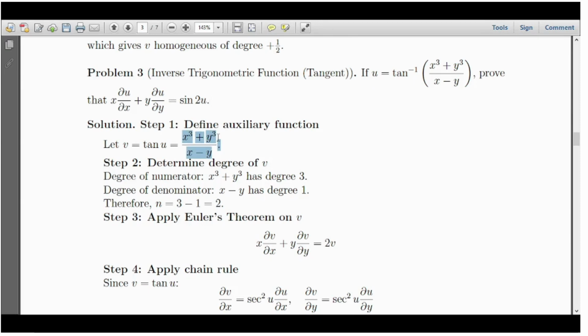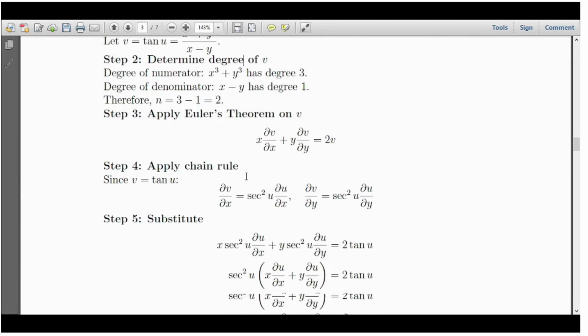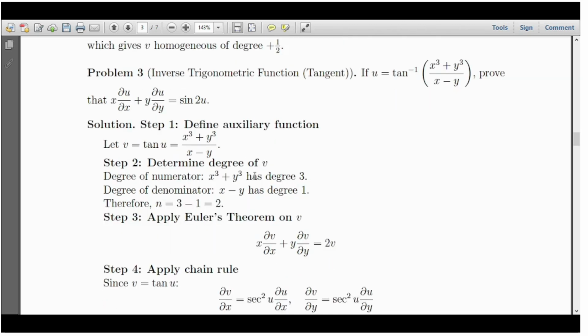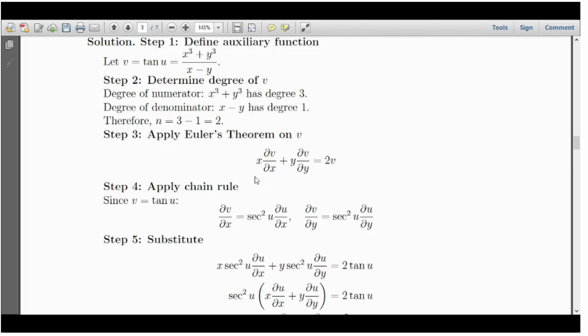Since the numerator all terms has degree 3, denominator terms has degree 1, therefore it is of the form f of xy by g of xy. Degree of f by g is degree of f minus degree of g, that is degree of f is 3, degree of g is 1, so which is 3 minus 1, which is 2. By Euler's theorem, x ∂v/∂x plus y ∂v/∂y equal to 2v.